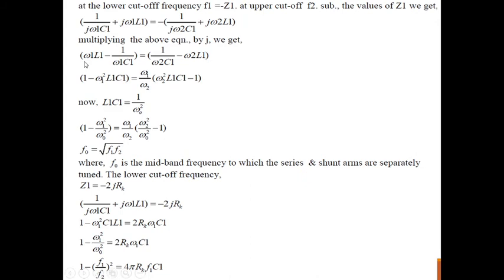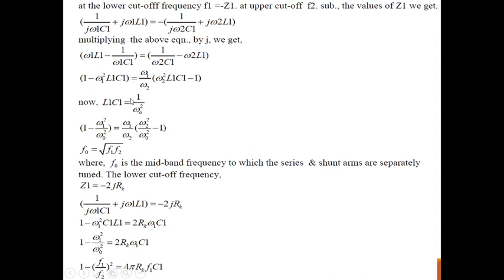While we are multiplying by j, the j value may get cancelled, and here j square will come, and the j square value is -1. So we are making the simplification over here. Then 1 minus omega 1 square L1 C1 should be equal to omega 1 by omega 2 into omega 2 square L1 C1 minus 1. So we are making the cross multiplication, and taking omega 1 as well as omega 2 commonly. From this side we take omega 2, this side we take omega 1, then finally we make the separation like this.